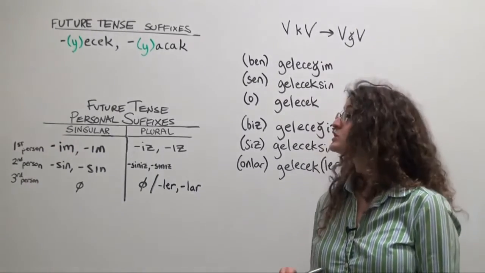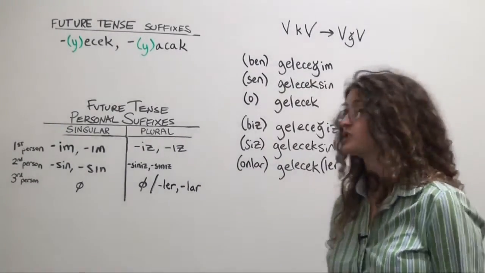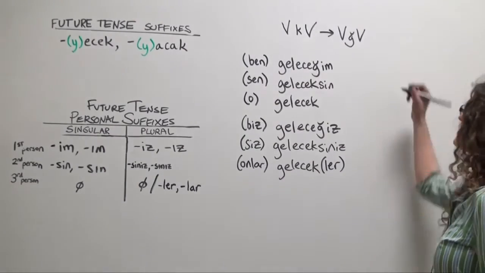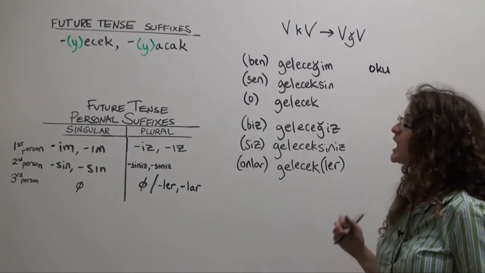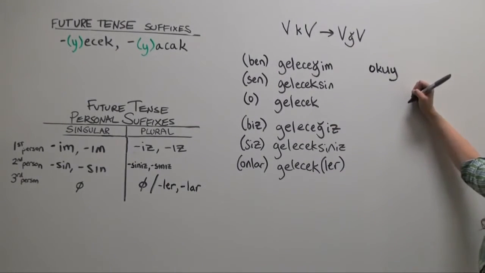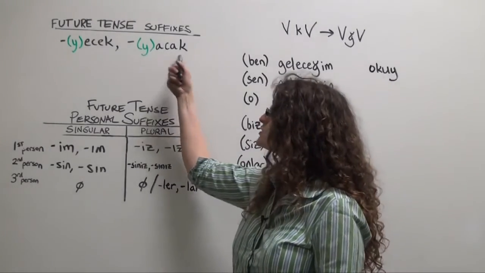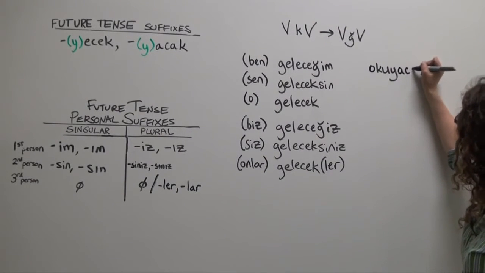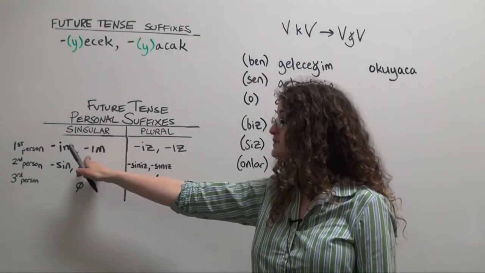Now, I mentioned that if your verb stem ends in a vowel, you'll want to insert a buffer Y between the verb stem and your future tense suffix. Let's see how this will look in action. For our example verb, we're going to use okumak, to read. Oku, verb stem, ends in a vowel. Now we know we'll definitely need a buffer Y, okuya. The rules of two-way vowel harmony tell us we're going to choose acak as our form of the future tense suffix. So okuyacak.